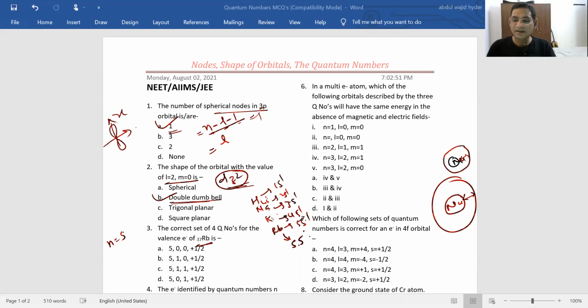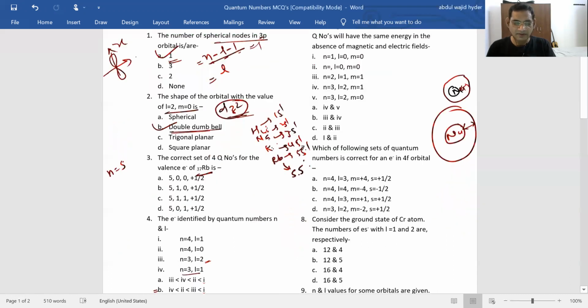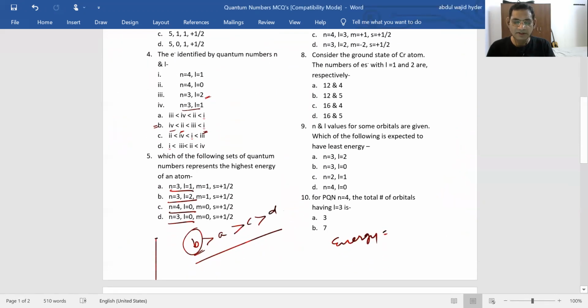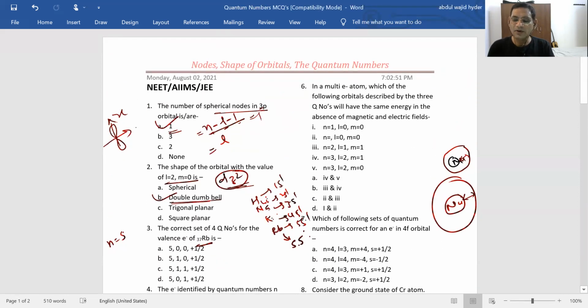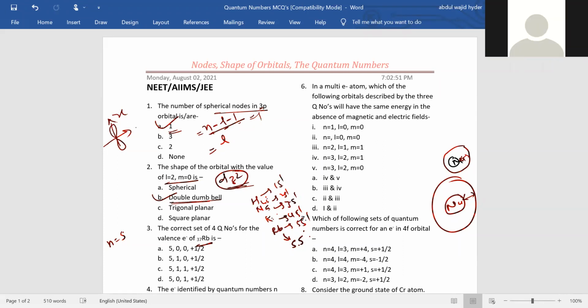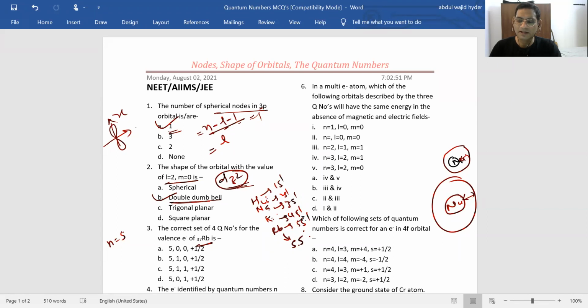Sorry, I was feeling thirsty. So now this fifth question is also over. Now sixth question. In a multi-electron atom, which of the following orbitals described by the three quantum numbers will have the same energy in the absence of magnetic and electric field? See here, this printing mistake is there. N is equal to 1, L is equal to 0, M is equal to 0.